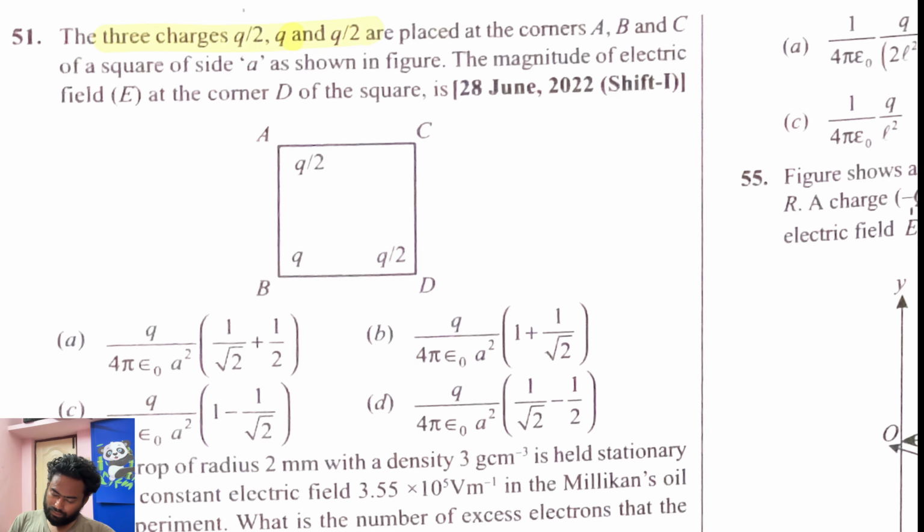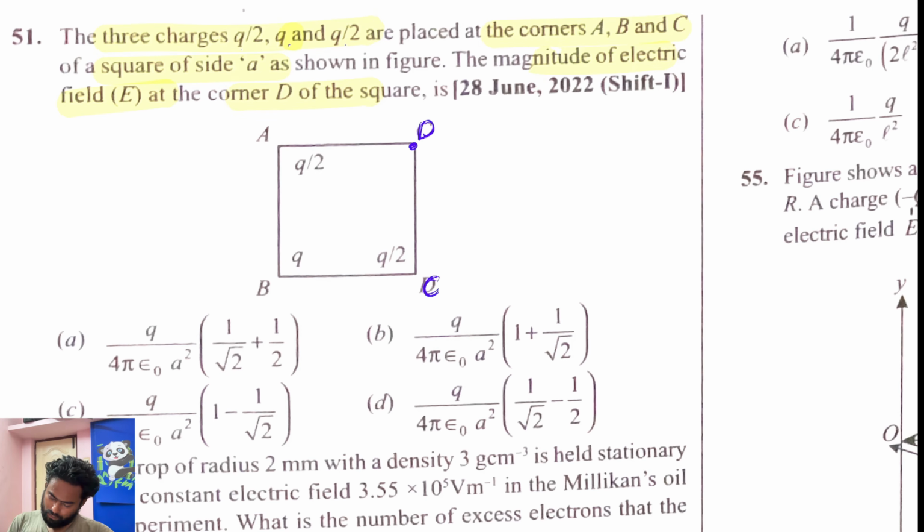Three charges are placed at the corners A, B, C of a square. The magnitude of the electric field at the corner D of the square is? So Q by 2, Q and Q by 2 are placed at A, B and C. This point is C, this point is D. Okay, the magnitude of the electric field at D.